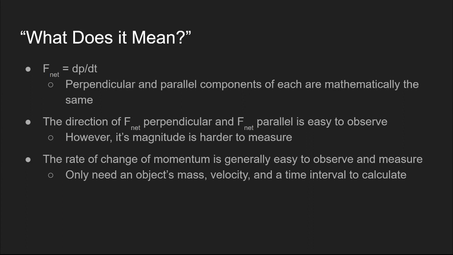For our what does it mean question, we see that the net force is equal to the change in momentum when we calculate the two quantities, but some differences include the direction of Fnet perpendicular and Fnet parallel. They're easy to observe but harder to measure. Also, the rate of change of momentum is easy to observe and measure because we only need an object's mass, velocity, and a time interval to calculate.